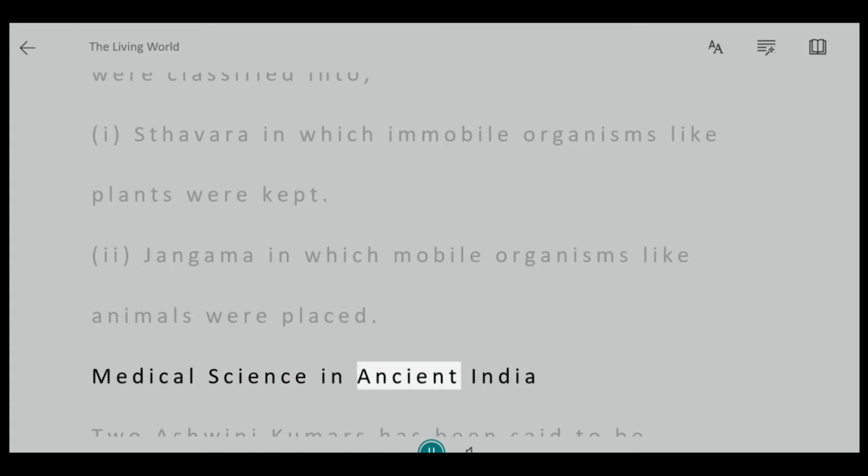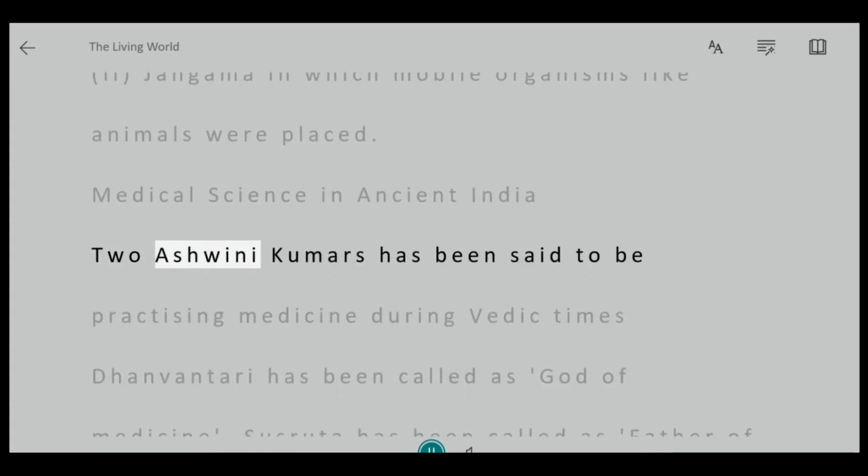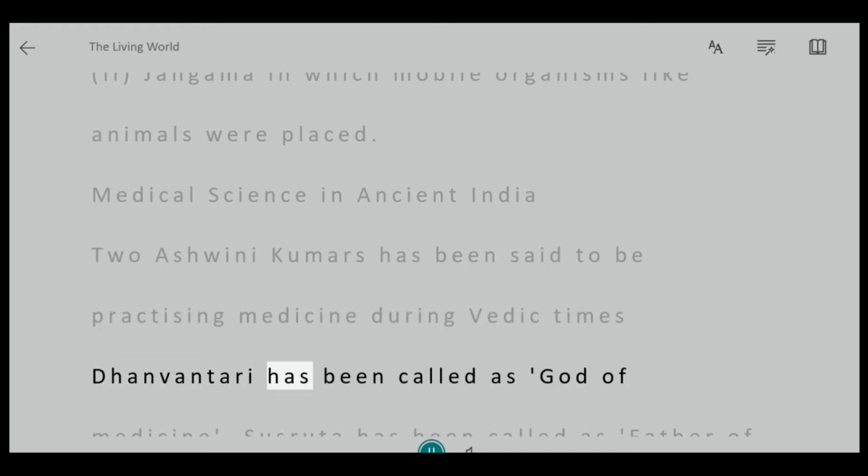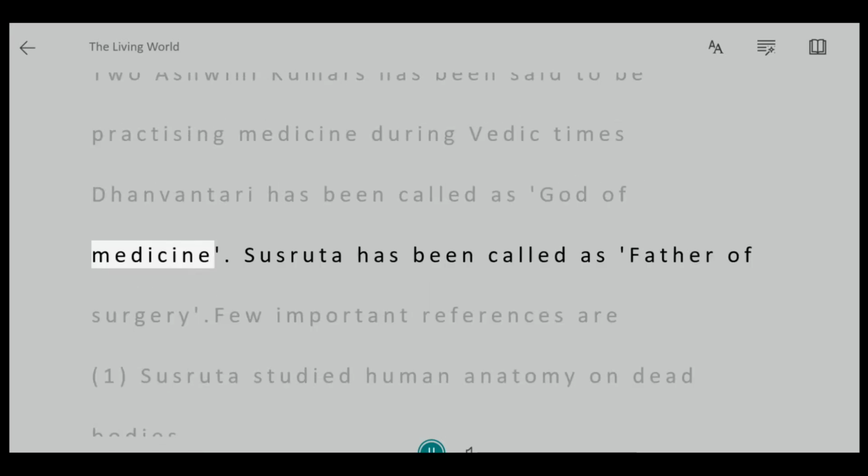Medical science in ancient India. 2. Ashwini Kumars has been said to be practicing medicine during Vedic times. Dhanvantari has been called the god of medicine. Susruta has been called the father of surgery.